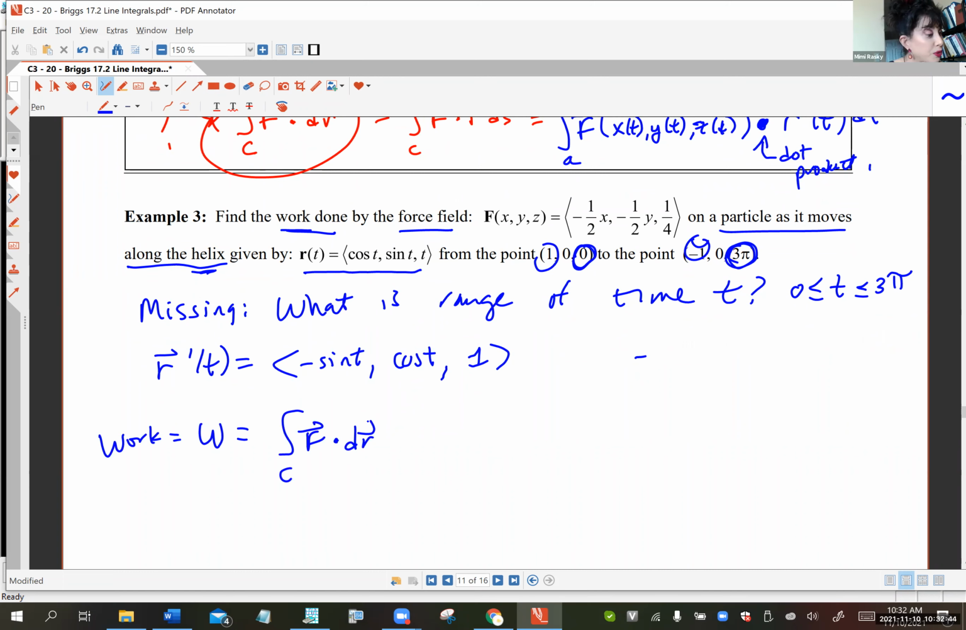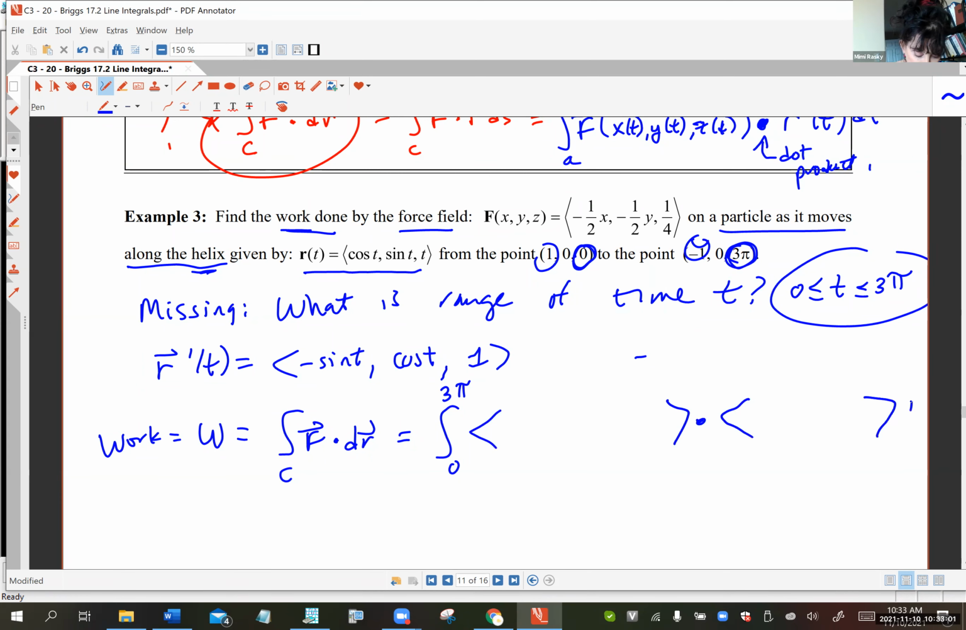And so what we're going to do is turn it into a regular integral. The time is 0 to 3 pi. So we're going to go 0 to 3 pi. Okay. And then you're going to take a dot product of 2 vectors. So I'm going to cue it up here. And this is where you've got to be careful that you don't blow this. It's going to be dt. We already know the velocity vector. So we've got the minus sine, the cos, and the 1.